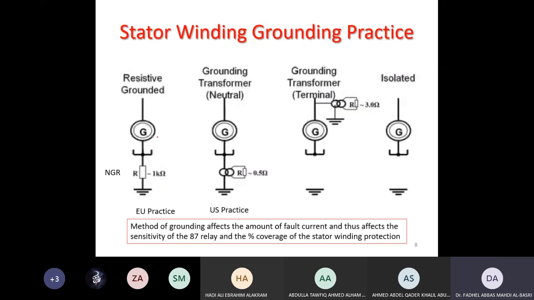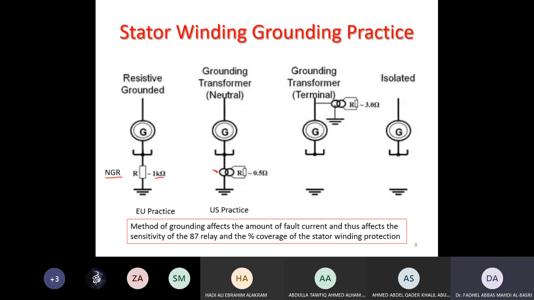So these are the different grounding systems. Here the stator winding is grounded directly through a high resistance of 1 kilo ohm. This is the neutral grounding resistance. This is the practice in Europe, while in the US they use a grounding transformer.